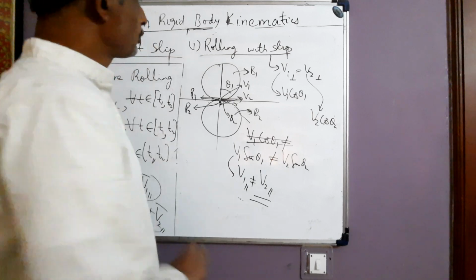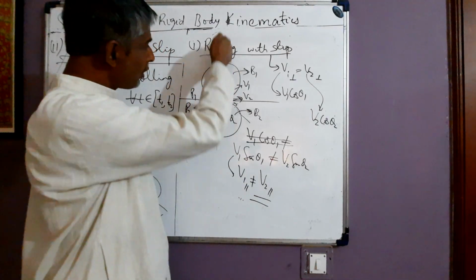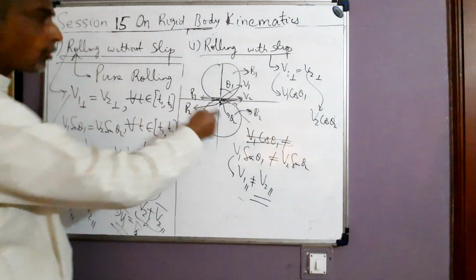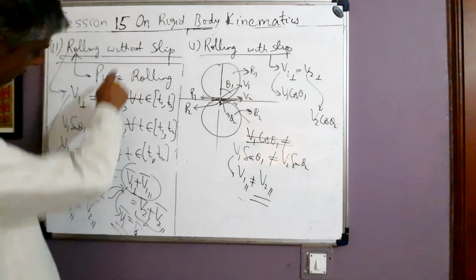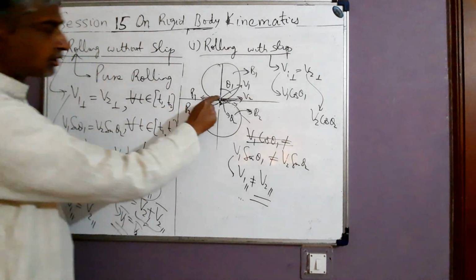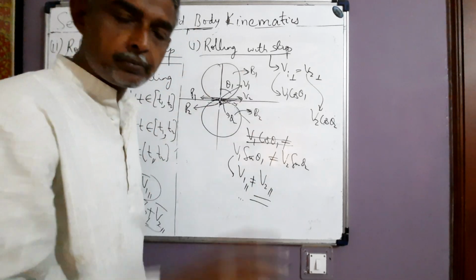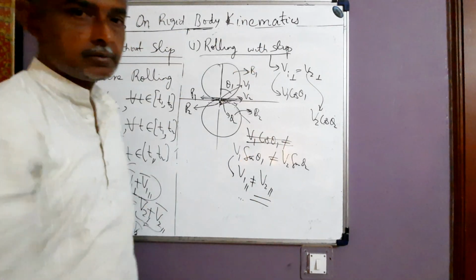So in rolling with slip, only component of velocities along common normal are equal. In rolling without slip, component of velocities along common normal and along common tangent plane, both are equal. And this will imply that velocities of the 2 points of the two respective bodies in contact at that time interval are equal. So this is rolling without slip and this is rolling with slip.